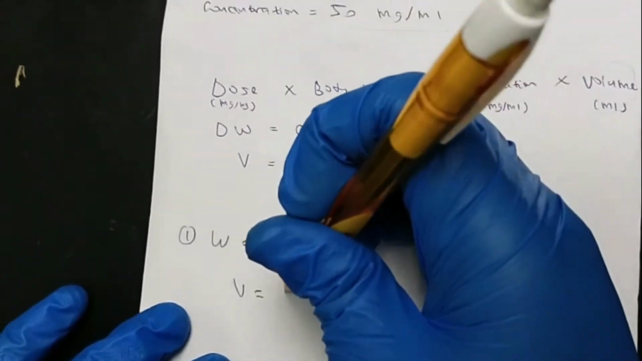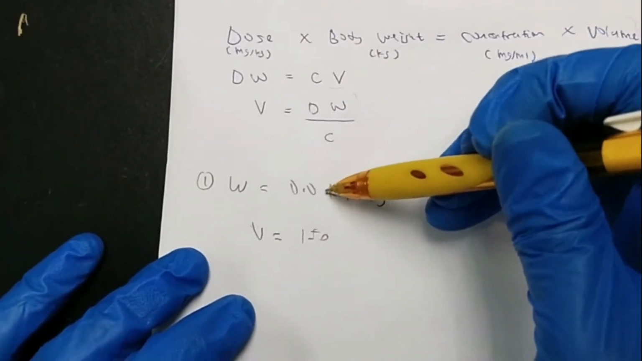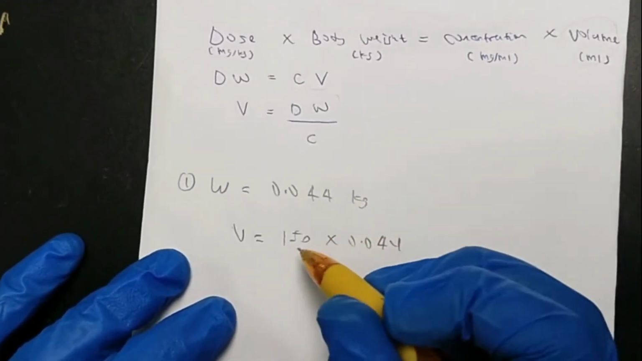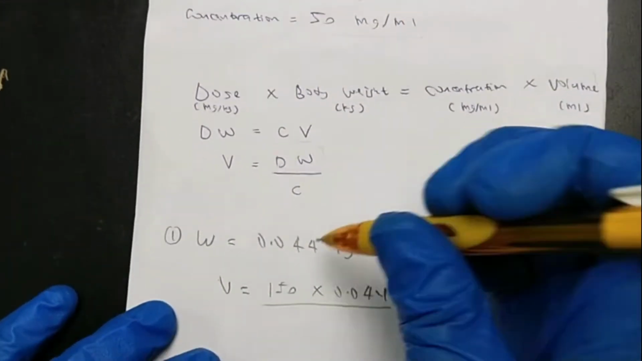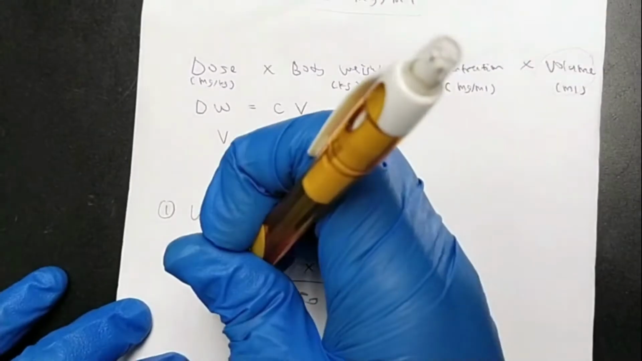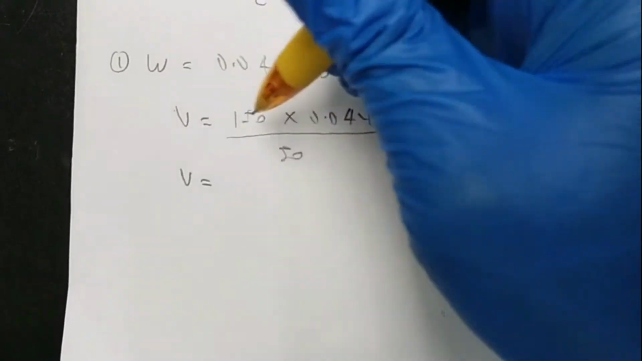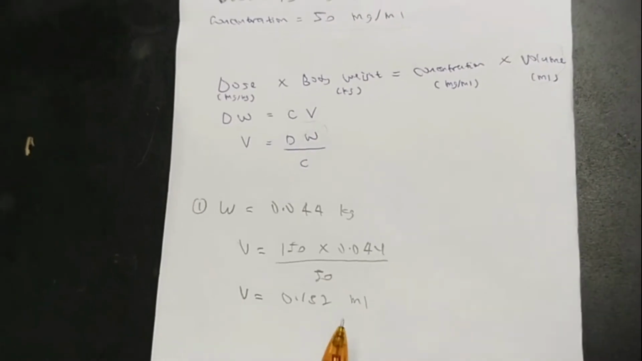So the dose should be 150 milligram per kg, so 150 times the weight of the mice, 0.044, and then divided by the concentration of the drug, which is 50. So we need to put 50 here. From here we find out the volume needed for injection. After we calculate the value, the volume needed for injection is 0.132 ml. So we need to inject the ketamine at this value directly into the mice.